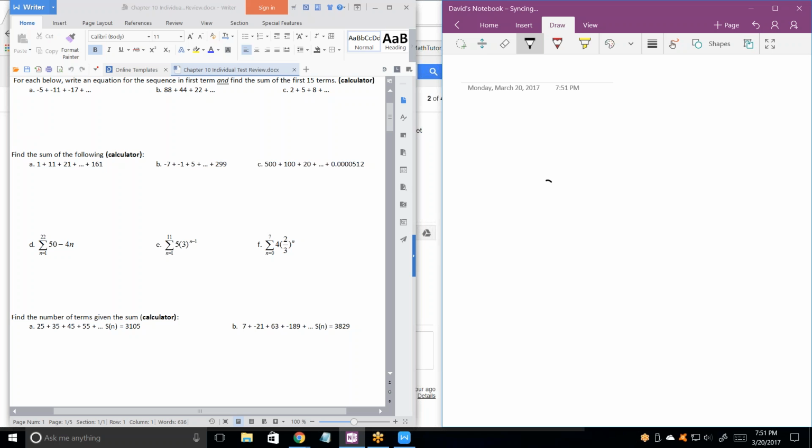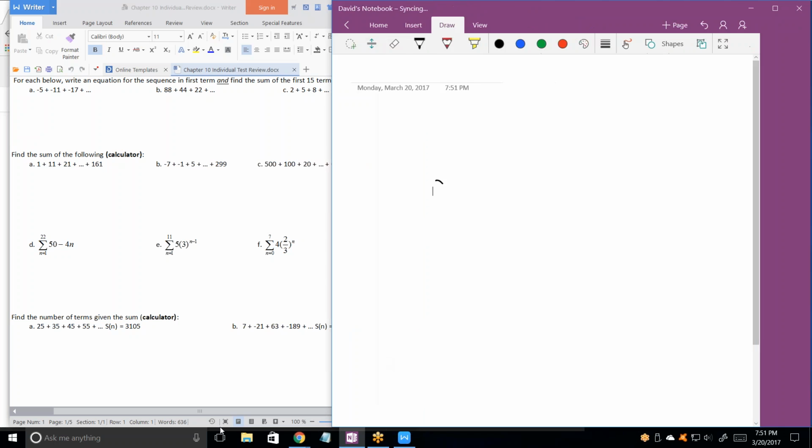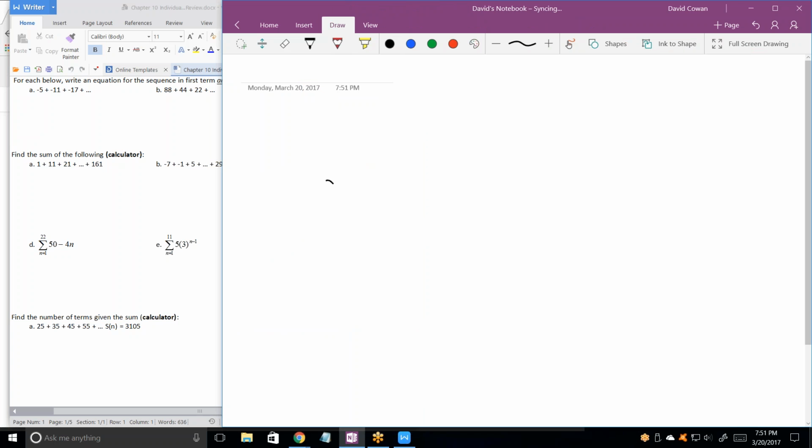Well, the best way to do this problem is to start with the formula for the sum. In other words, what is S sub n going to be? First of all, what kind of sequence is it? Is it arithmetic or geometric? Arithmetic. Okay. So what's the specific formula for this if it's arithmetic?